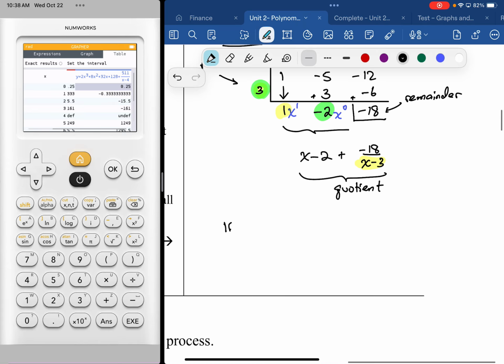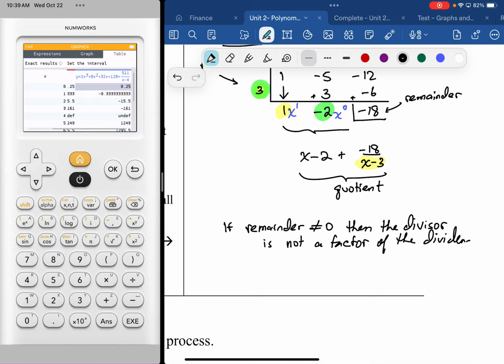So if the remainder, I'll just say, is not equal to 0. All right, so if you get a remainder, then the divisor is not a factor of the dividend. There's terminology here, but in ordinary speak, I guess it means that x minus 3 is not a factor of x squared minus 5x minus 12.